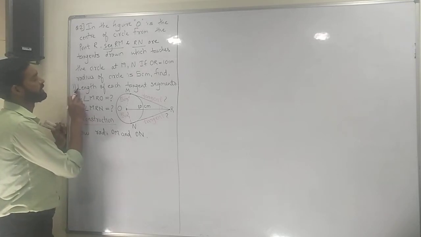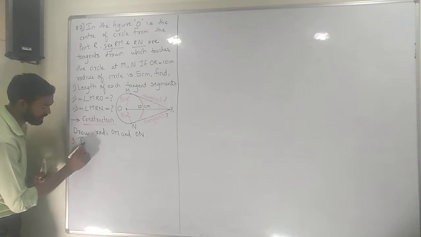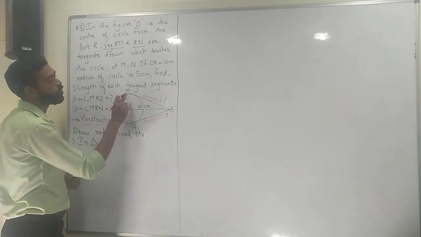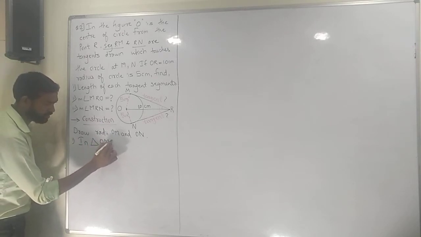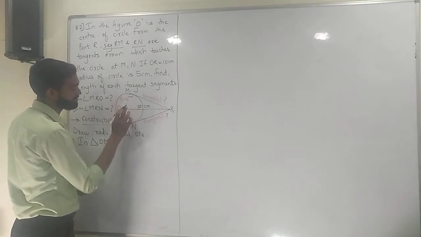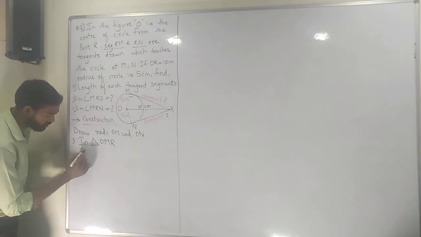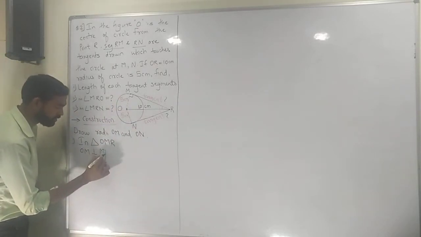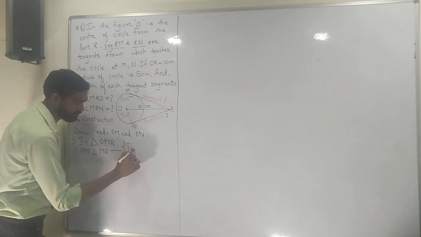Now next, solution. What is my first sub question? Length of each tangent. Right? So first we'll select a triangle. Look, in my upper triangle, in triangle OMR, what I can see, we know that this OM is the radius, and this MR is a tangent. So I can write OM is perpendicular to MR. What is the reason? First theorem, tangent theorem.